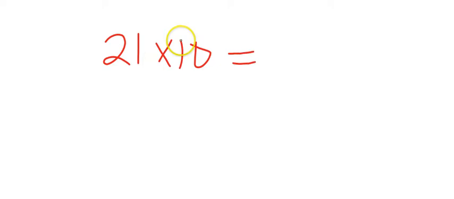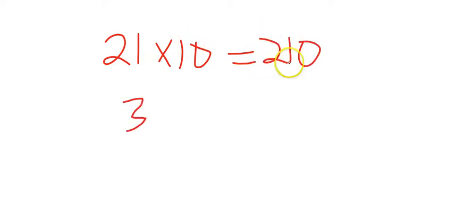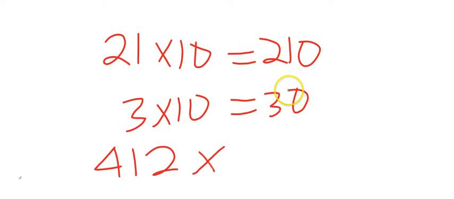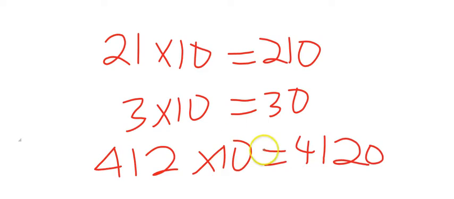So if we have 21 times 10, just attach 0 to 21 and you get 210. If you have 3 times 10, attach 0 and you have 30. If you have 412 times 10, you don't need to struggle, just attach 0 and say 4,120. And so multiplication of 10 is very simple. Try the following.